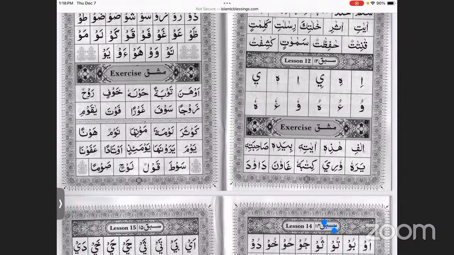أعوذ بالله من الشيطان الرجيم بسم الله الرحمن الرحيم. E, he, ye, e, he, ye, wo, o, who, wo, o, who.